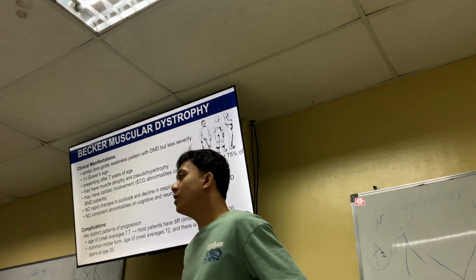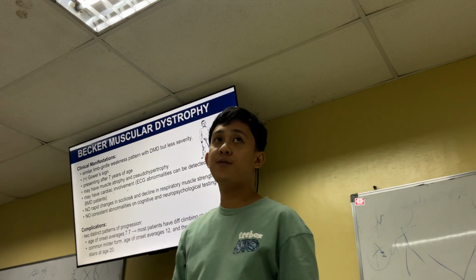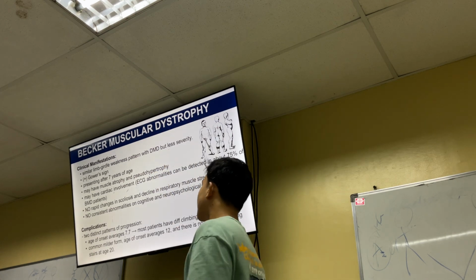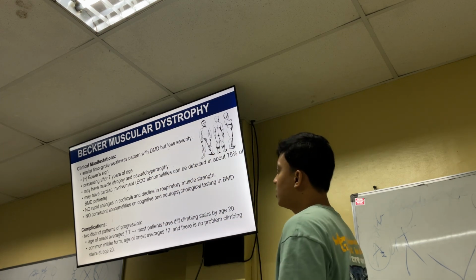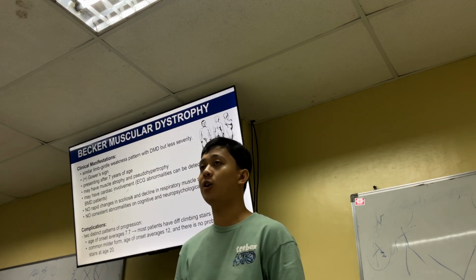Clinical manifestation is similar as well, but the weakness pattern is less severe compared to Duchenne. Positive Gowers sign, positive pseudohypertrophy, and positive cardiac involvement. But here, patients present after 7 years of age.